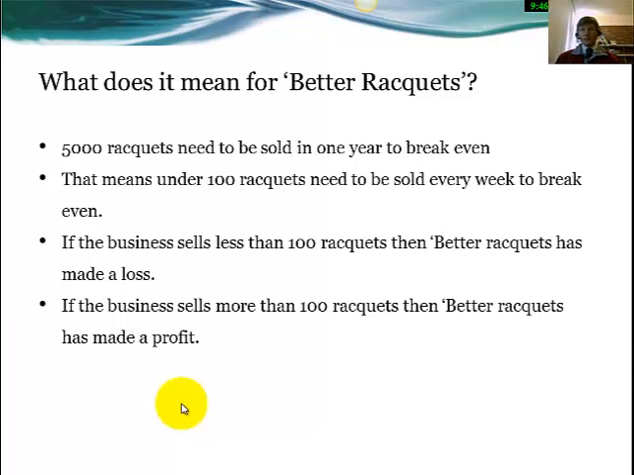So what does it mean for better rackets, this example on page 416? So 5,000 units need to be sold, and as I've already said, it means just under 100 rackets need to be sold every week to break even. So if they sell less than 100 rackets, they've made a loss. If they sell more than 100 rackets, they've made a profit.